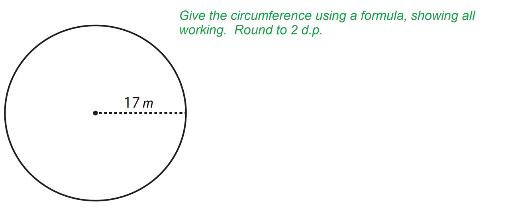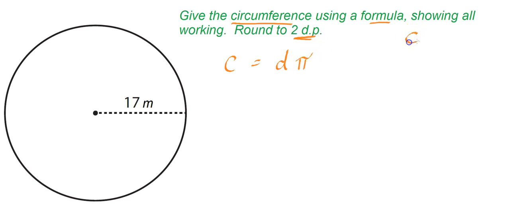So for this particular question, we are being asked to find the circumference using a formula, and we have to show all our working, and in the end, round to 2 decimal places. So the formula for circumference looks a little bit like this. We have C equals diameter times pi.